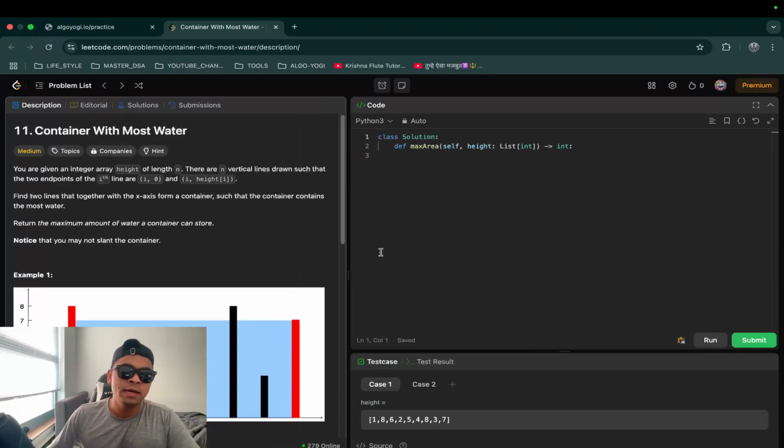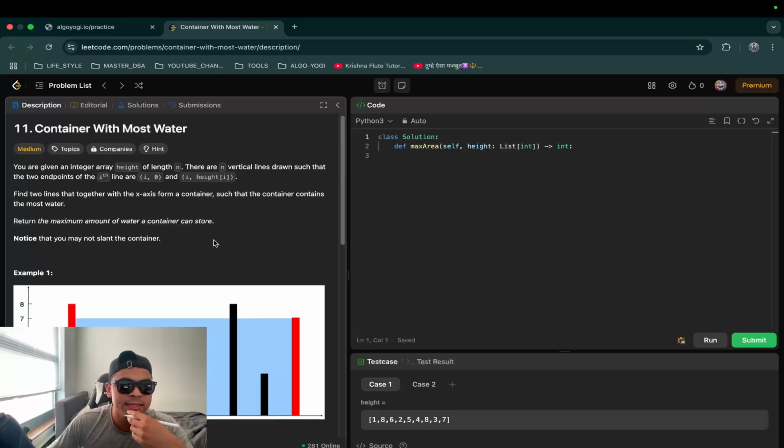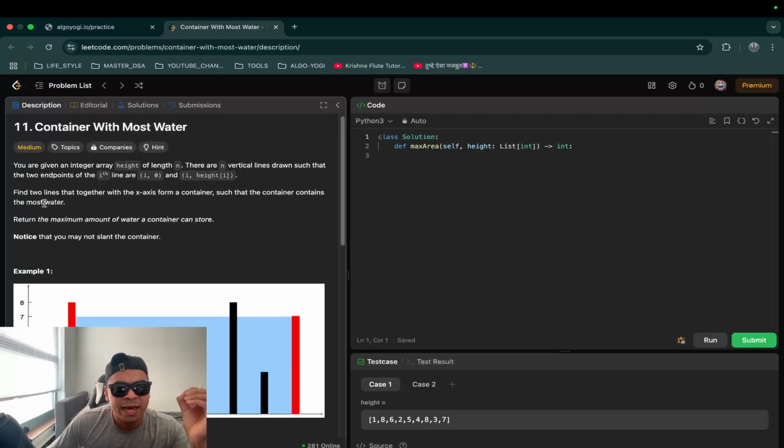You are given an integer array, height, of length n. There are n vertical lines drawn such that the two endpoints of the ith line are at (i, 0) and (i, height[i]), basically the length, the height, is the value at that index. Find two lines. Basically they're talking about these two lines.